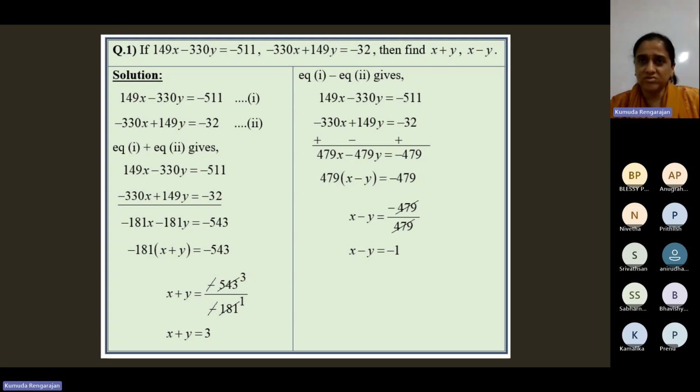You understand when to use a special method? When the coefficient of x of the first equation is the coefficient of y in the second equation, and the coefficient of y of the first equation is the coefficient of x in the second equation. The constants can be anything.